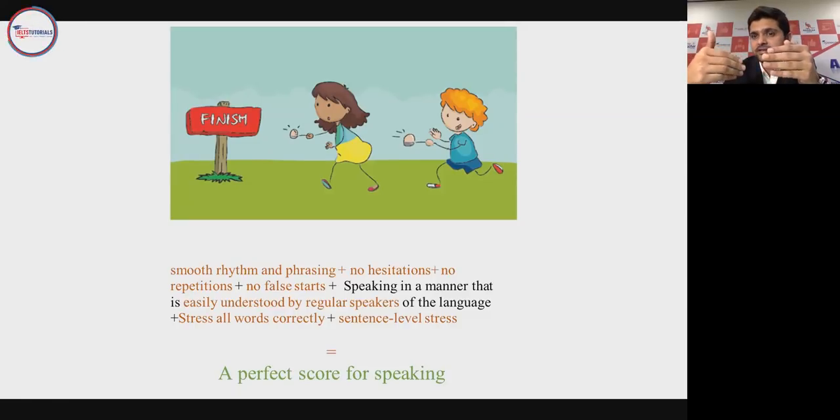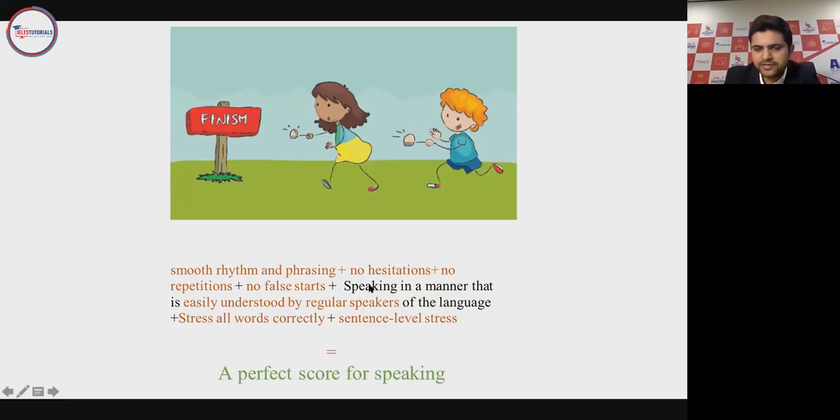Another thing is that if you focus on fluency and pronunciation, but ignore the content part, even then it becomes a bit difficult to get the perfect score. So to get the perfect score for speaking, it would be a combination or balance of all these things. You need to have a smooth rhythm and phrasing.